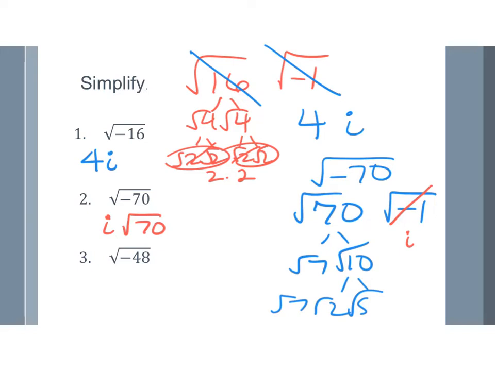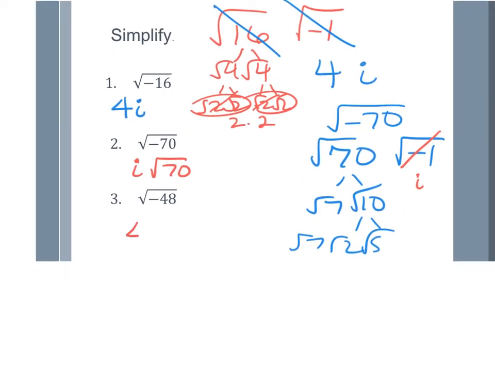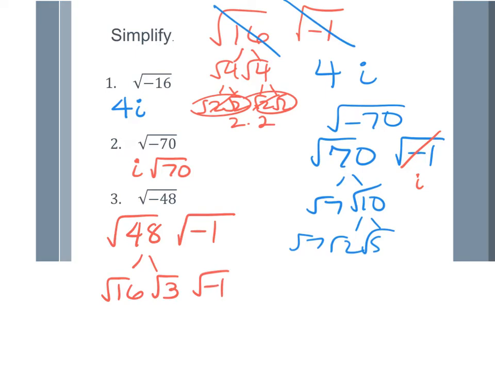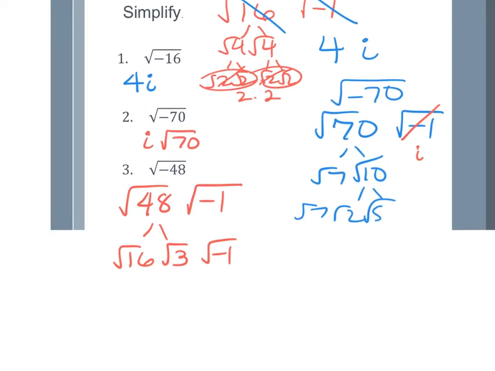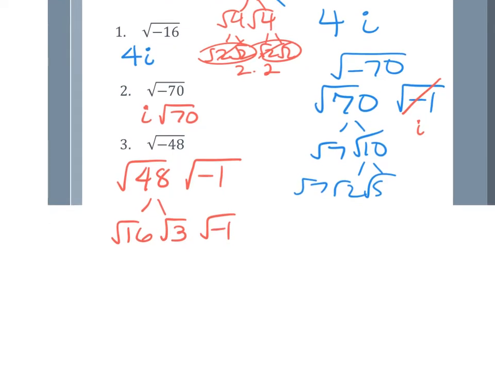Let's try the 48. I'm going to break it first into 48 times -1. The 48, I'm going to try to break it down, and I can actually factor it into 16 times 3. Now, let's say you did 6 times 8. If you did that, you'd have to keep breaking it down, or even 4 times 12. But your goal here is to break it down like we've done in the past until it's in simplest radical form. The only thing new we're adding here is that the square root of -1 is i. And then I can square root the 16 and then put the radical 3 behind it.